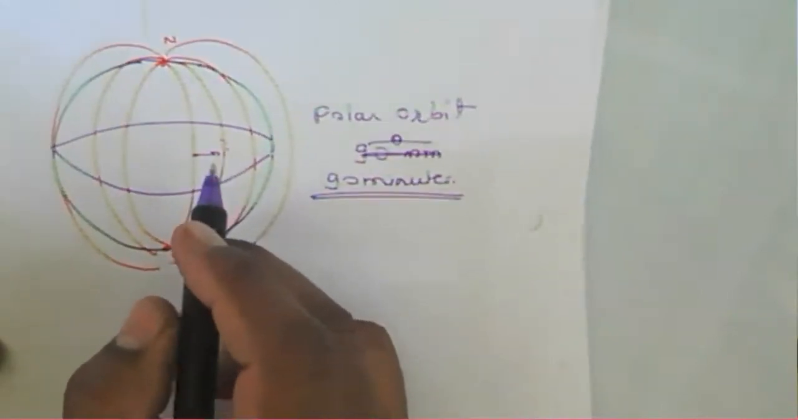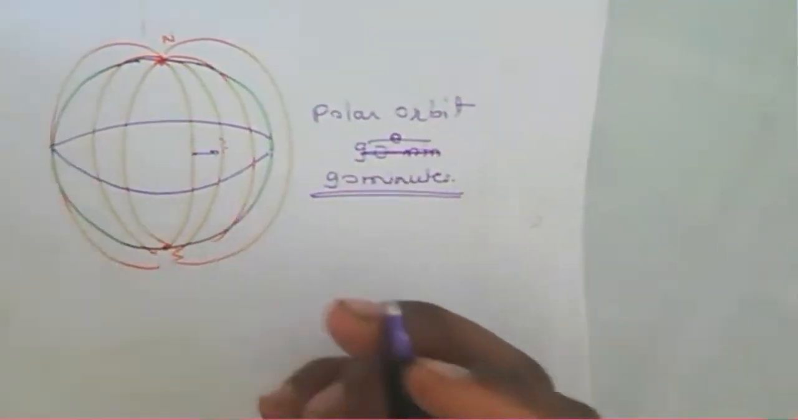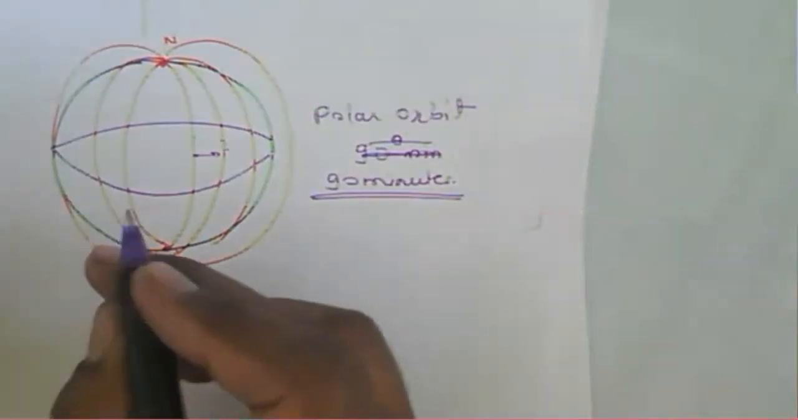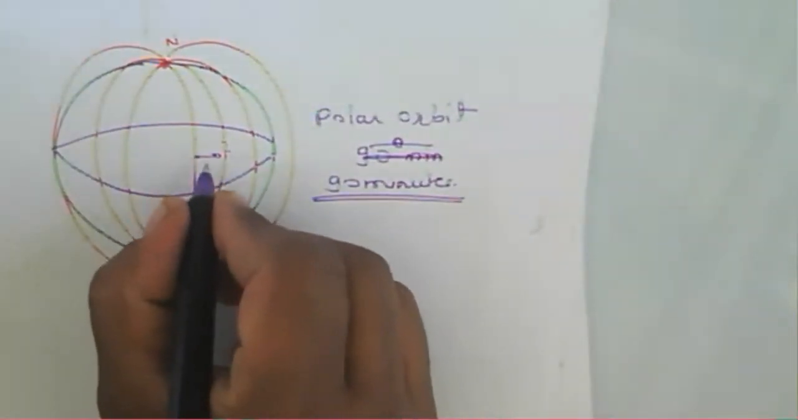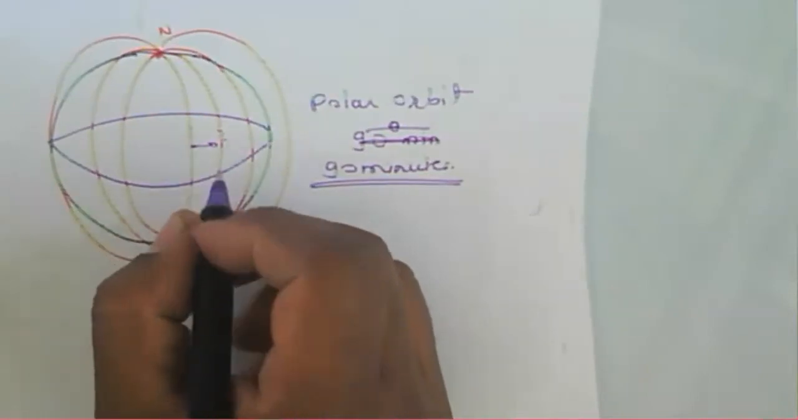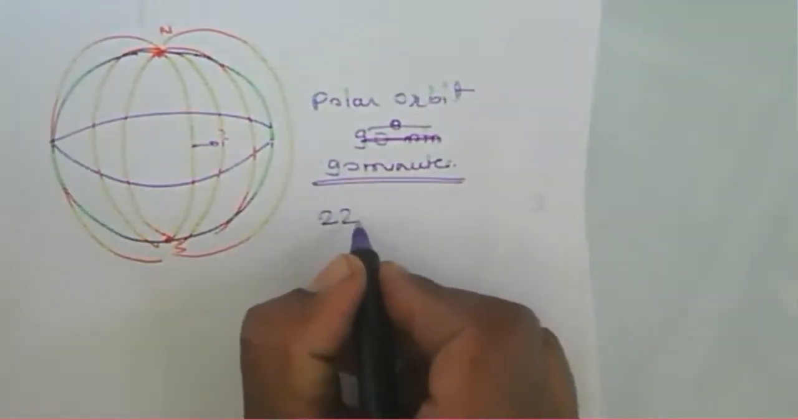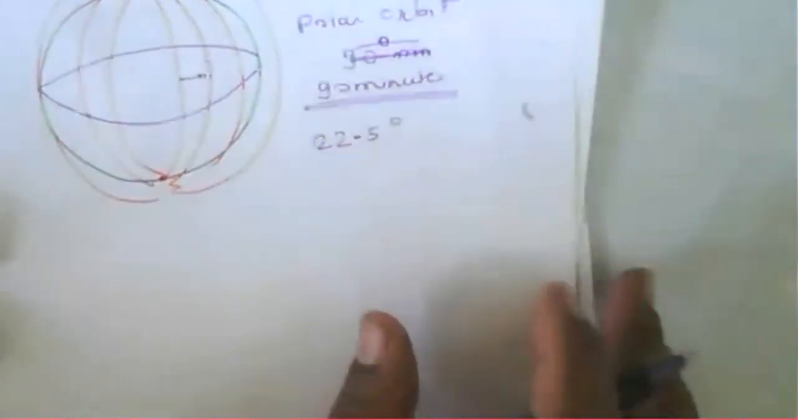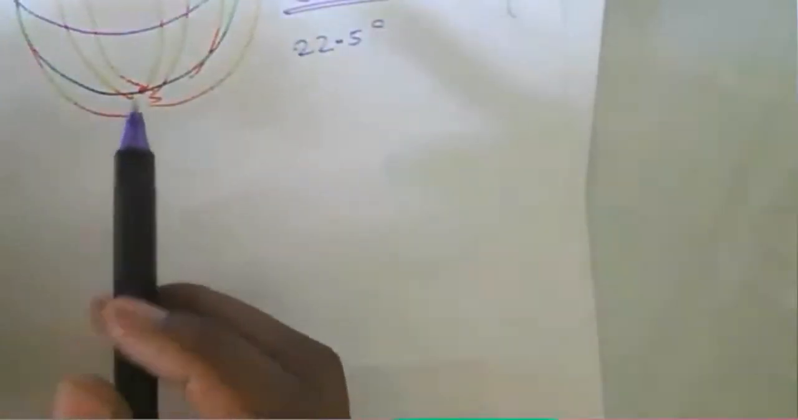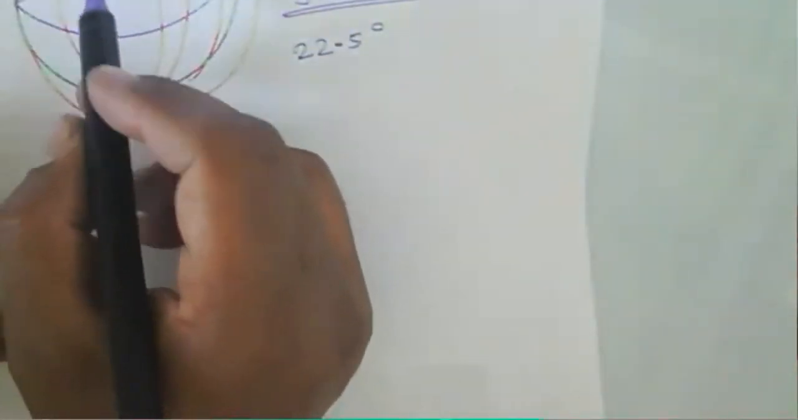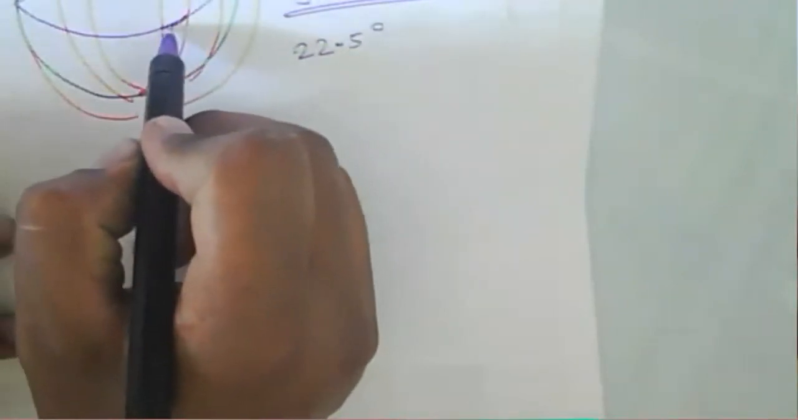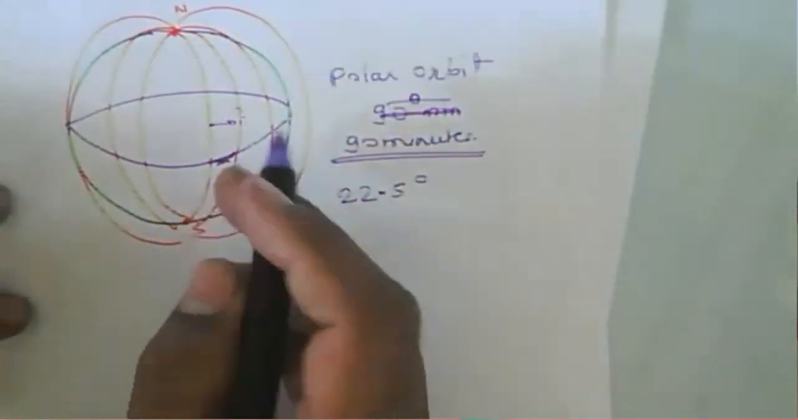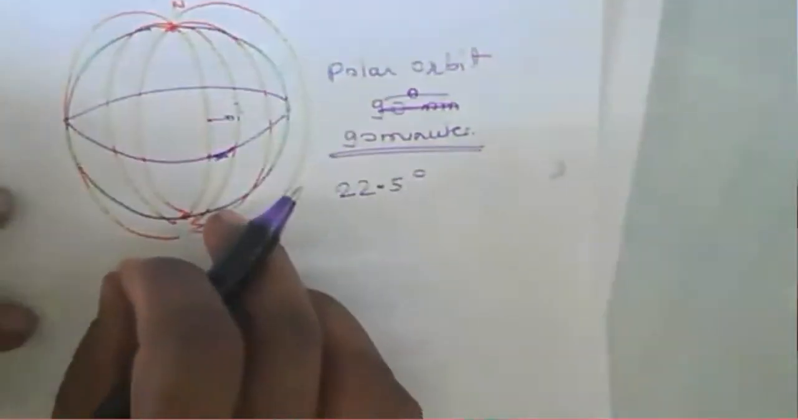If the satellites have an inclination, or we can say a separation in terms of longitude, of 22.5 degrees, that is the separation of 22.5 degrees. So there will be a geographical separation on this particular equator. This is our equator, and there will be a geographical separation of these orbits. So that is about your polar orbit.